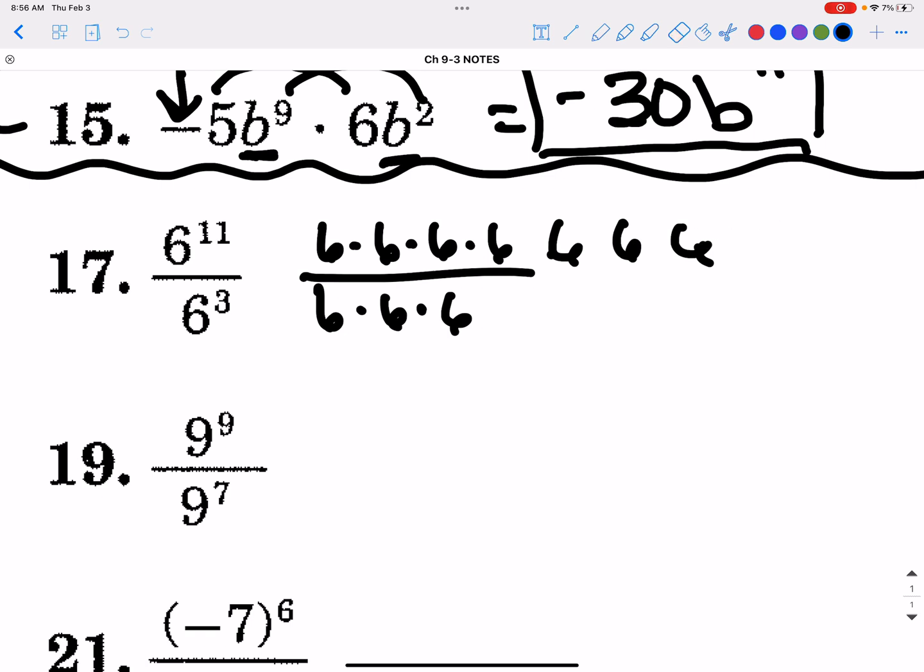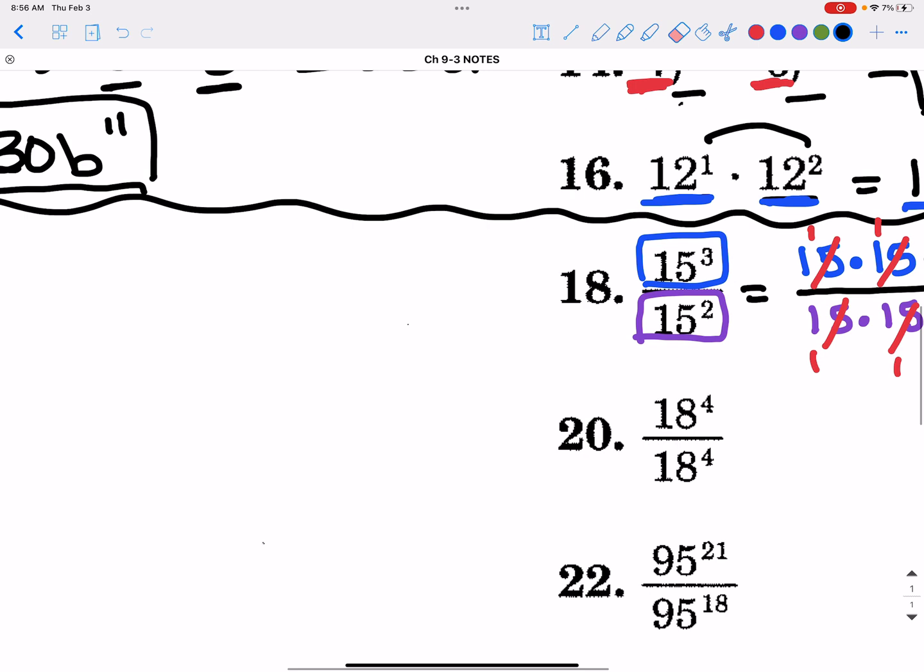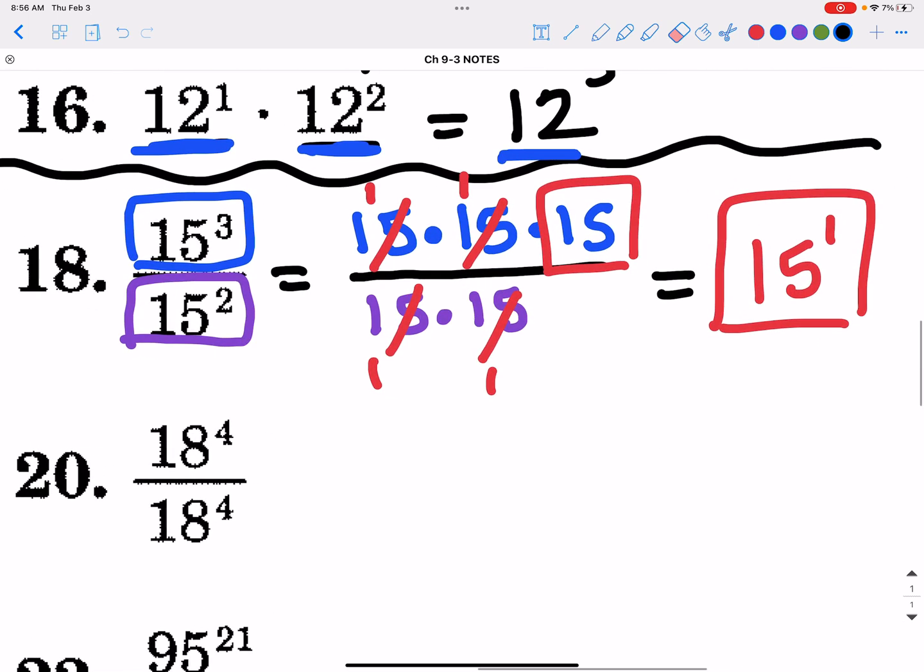I expanded it out once to show you the why. Now I'm going to show you the shortcut. Think about what we did over here, right? We had 3 up top, and we had 2 on the bottom. Well, 2 on the bottom are going to cancel out 2 of them, right?